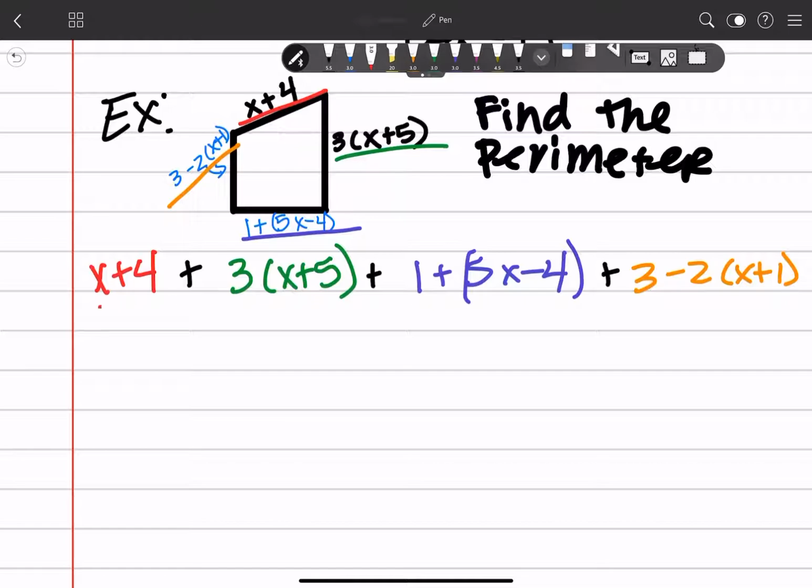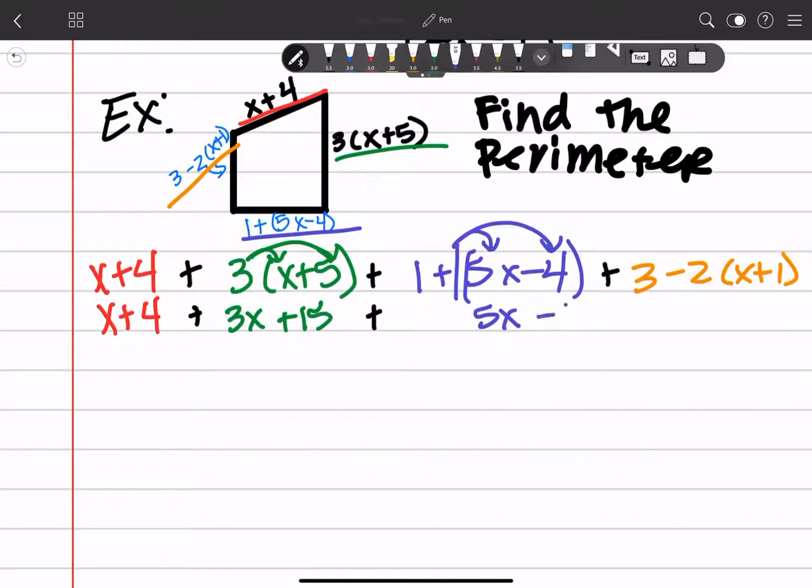X plus 4 is already simplified, so I'm just going to put that down. Now, 3 times x plus 5, you're going to have to distribute that 3. And it's going to become 3x plus 15. Make sure that it's raining on both me and Jax, because that's just what's going to end up happening. And keep adding. All right, in this case, you only have a 1 that's being distributed to the 5x and the negative 4, which means, well, it's just a 1. So you've got 5x minus 4. And don't forget about this plus 1 that was just hanging out on its own.